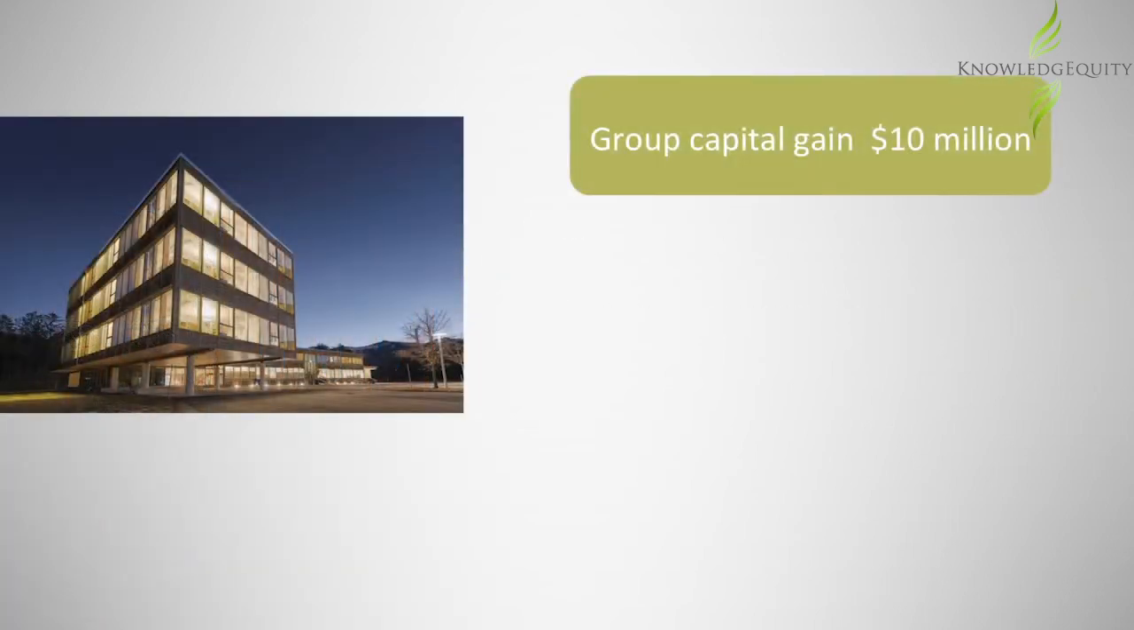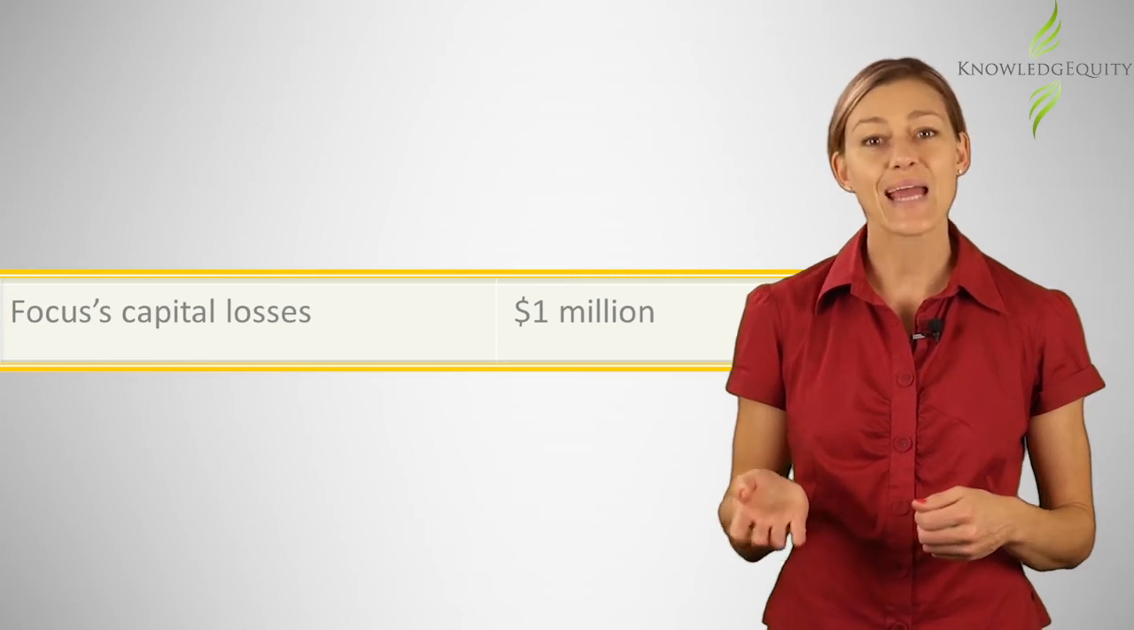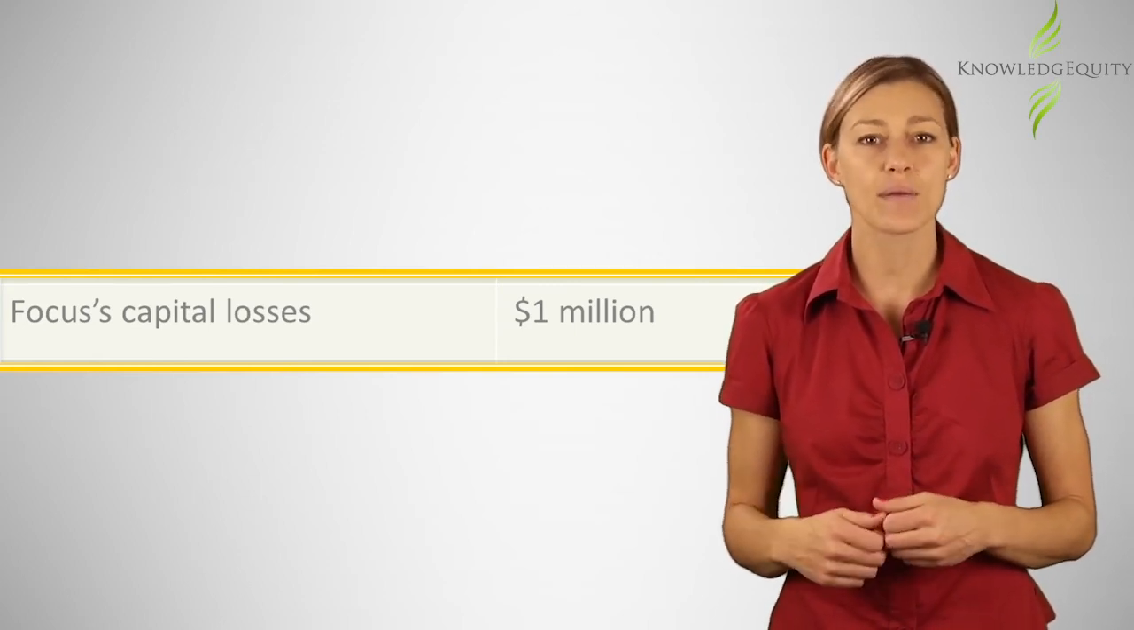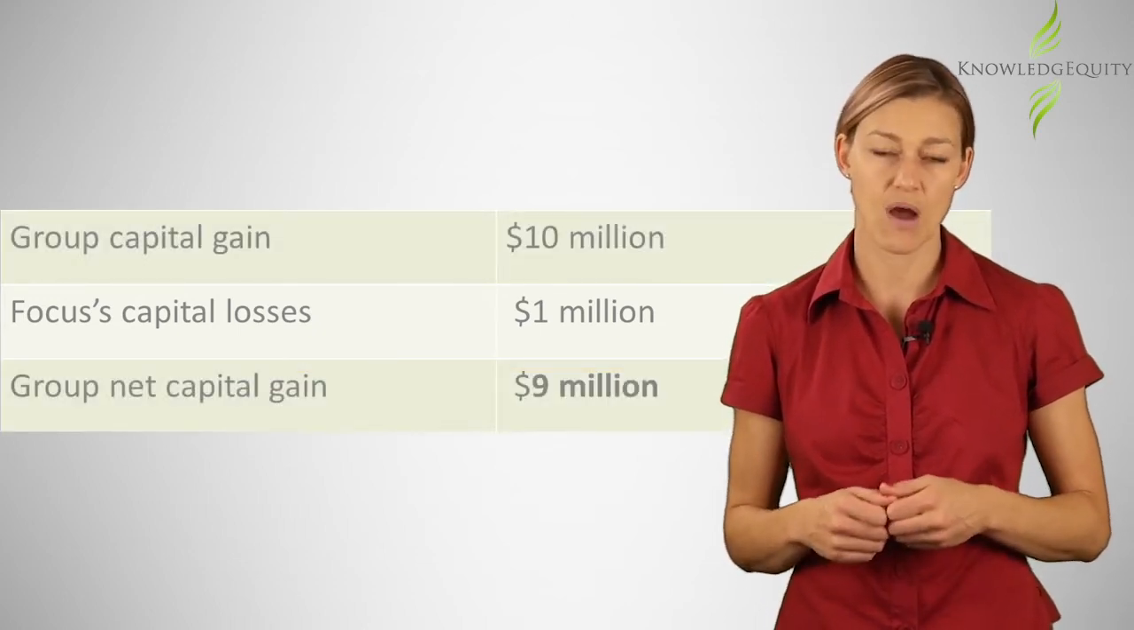So in this example, if the group capital gain after applying its own capital losses is $10 million, then the maximum amount of Focus's capital loss that the group can recoup is $10 million multiplied by the available fraction of 0.2, which is $2 million. Focus only has $1 million of capital losses available, and therefore the entire $1 million is used and applied to reduce the group's net capital gain to $9 million.